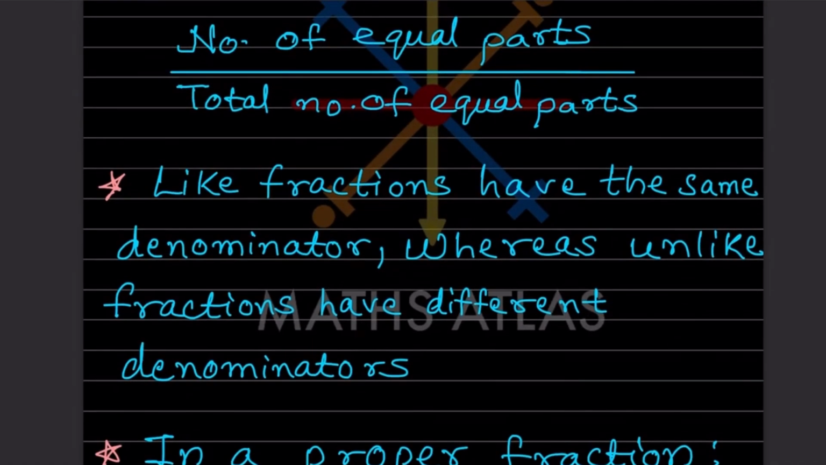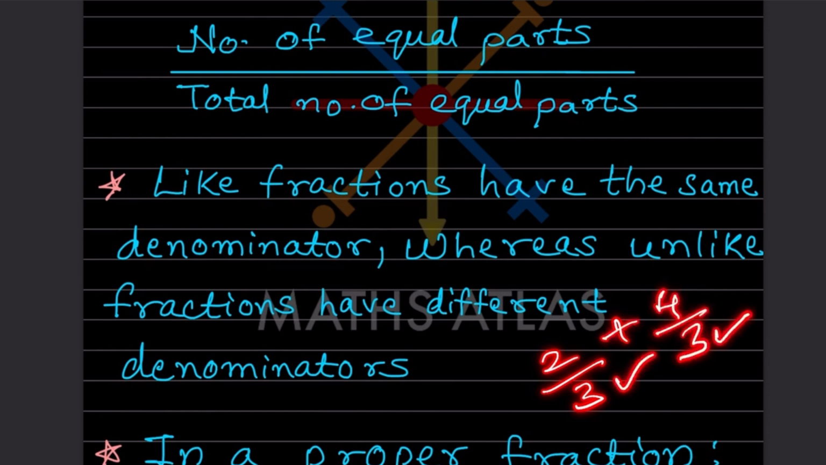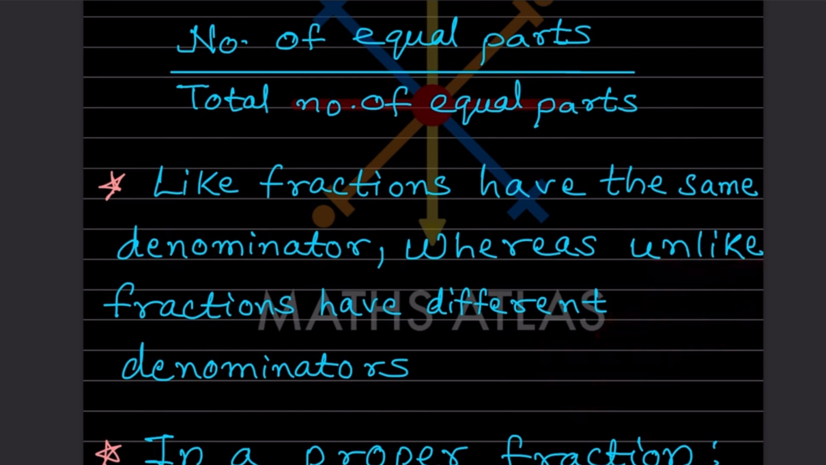The next term is like fractions. What do you mean by like? Like means same. So like fractions means fractions that have the same denominator. Now if I write here 2 by 3 plus 4 by 3, can you look at the denominator? These both are the same. So these are like fractions. Whereas unlike fractions have different denominators. If I write here 1 by 2 and here 2 by 3, can you look, this is the denominator. So the denominators are different. So we can say these are unlike fractions.